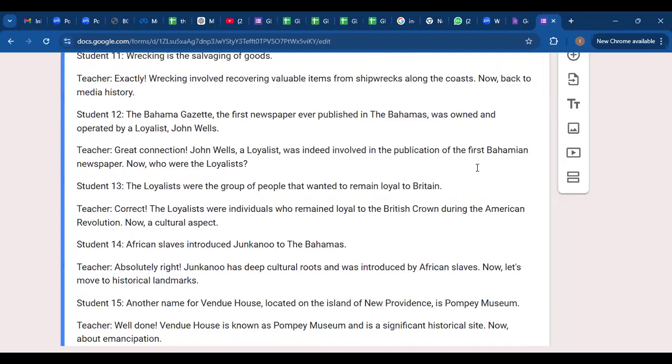The others have already read. I want other persons to put their name in the chat so I can call on them to read. If you have not read yet, put your name in the chat so I can call on you. Jemiah, Randolph, Daxia, good. Christian, good. Go ahead, Jemiah.